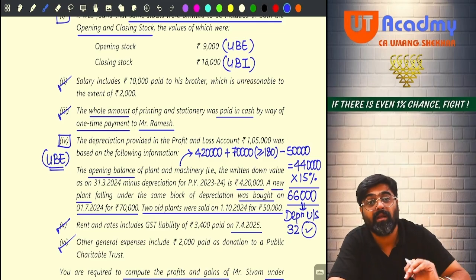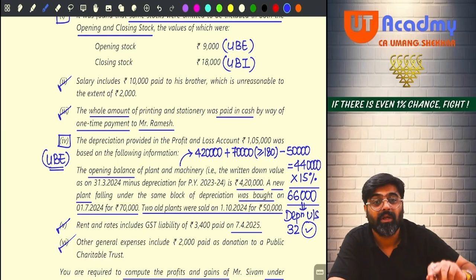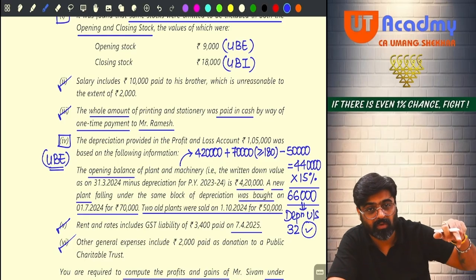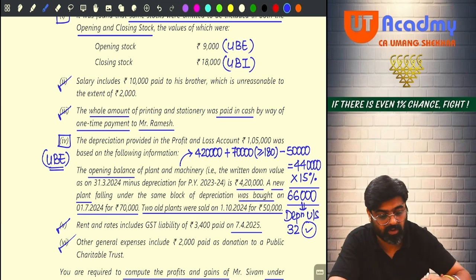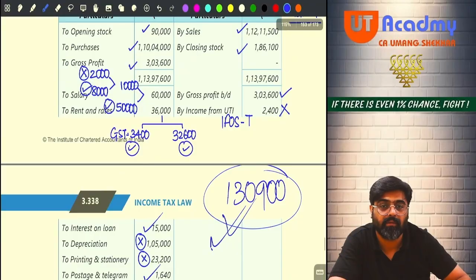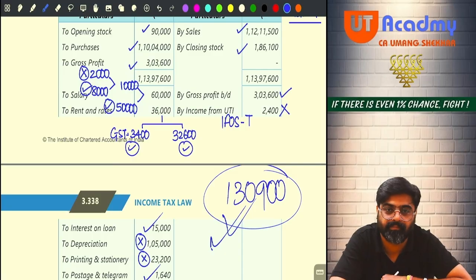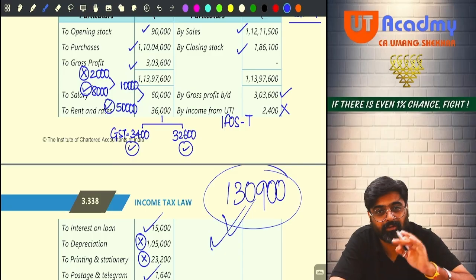Underline. In that you will write undervaluation of closing stock. Directly in the outer column, 18,000. Now the last column, total final amount, should be 1,30,900. Sure? See how easy this head is. The process will remain the same.